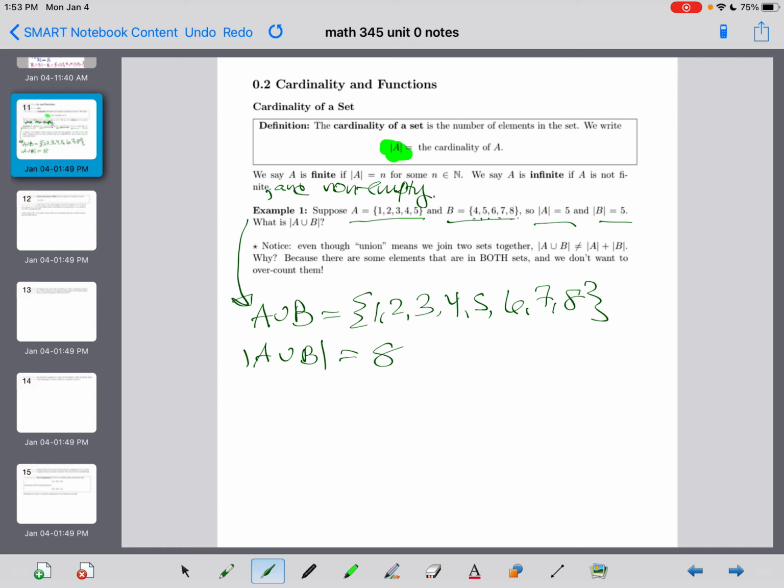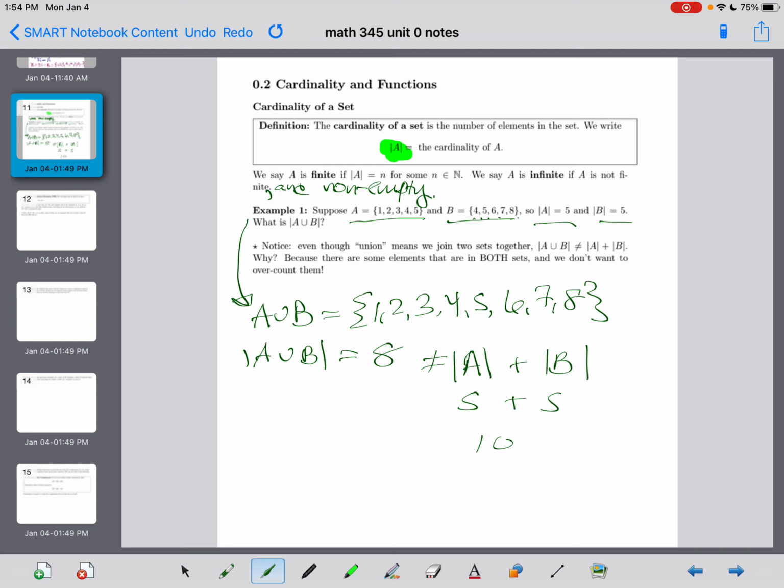Well, notice that even though we joined these two sets together, we didn't get that the cardinality of the union was just the cardinality of A plus the cardinality of B, right? It's not just 5 plus 5. That would have been 10. And so when you're trying to find the cardinality of a union of two sets, it's not enough to just add together the cardinality of one set plus the cardinality of another. And this might seem obvious when you're looking at an example like this, but it's an easy thing to forget when you're looking at a problem in context and not thinking too carefully about any potential overlap.